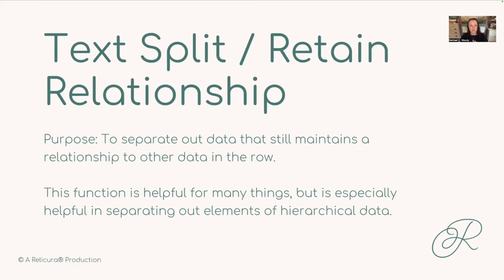To introduce this first one, the text split retain relationship, we want to do this one to separate out the data but still maintain that link to that object number. This particular function can be incredibly helpful for many things, but most often is used to help separate out something that was connected already to different data. And in our example case, it will be connected to a piece of what was hierarchical vocab. But in general, anytime you need to separate out a chunk of data, but still have it connected to that object or archives collection, item, record, this is the function to use.